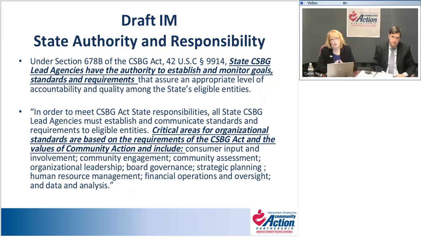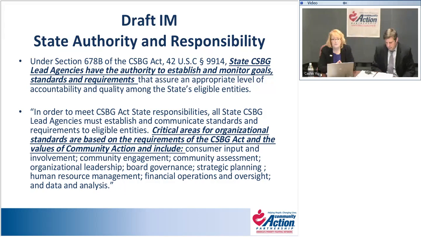So again, under current state authorities, OCS is saying yes, standards can be rolled out under a voluntary aspect. Here, lead agencies have the authority to establish and monitor goals, standards, and requirements that, again, assure an appropriate level of accountability and quality among the state's eligible entities. And again, as we know in a block grant environment, what happens in one state can be different than what happens in another. But we all know how we're challenged as a network to really demonstrate our high level of accountability. And I think we've been talking from day one, these standards are really meant to raise the boats across the country so all agencies, all eligible entities are performing at a certain threshold that we're able then to talk about, to kind of hang our hat on a bit, and to describe the capacity of our network.